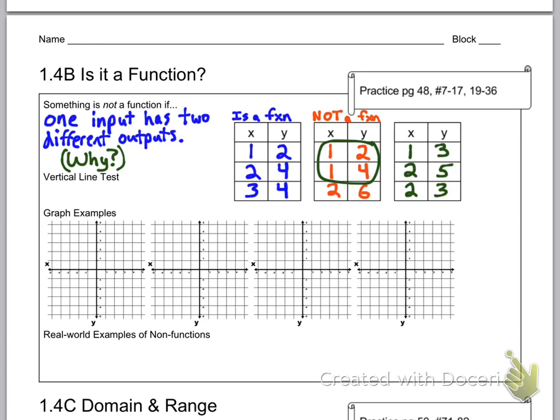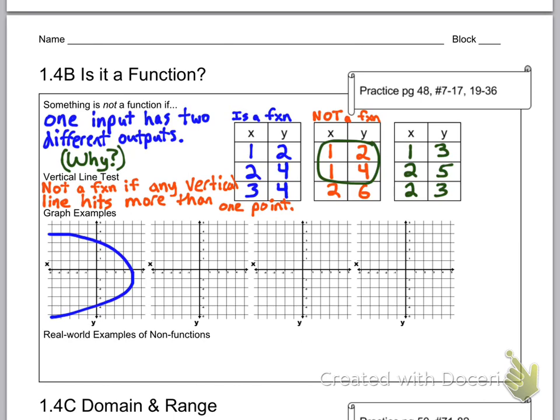All right, we're moving on from this. Let's talk about the vertical line test. This is a quick way to see if a graph is a function or not. It is not a function if any vertical line hits more than 1 point. And we can talk about why this is. Let's draw a graph first. Here's just a graph of a curve. I'm going to draw a vertical line. And you notice my vertical line hit 2 points on the function. This means it does not pass the vertical line test and it's not a function.